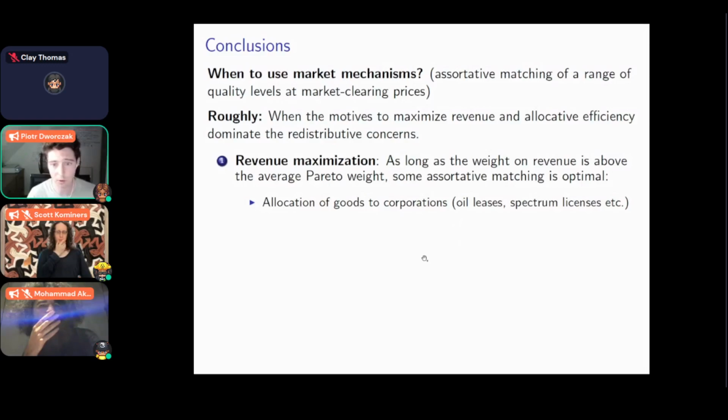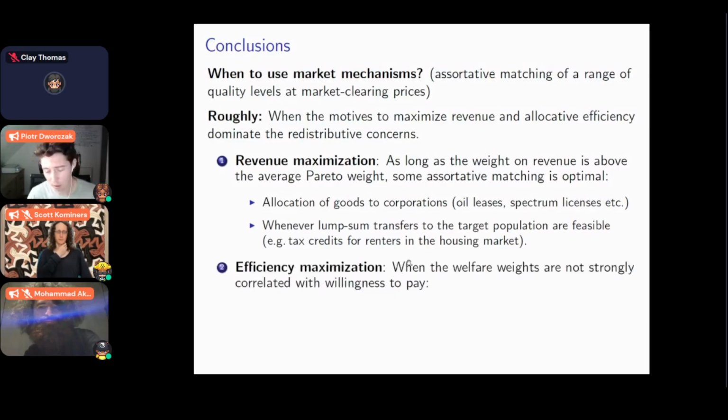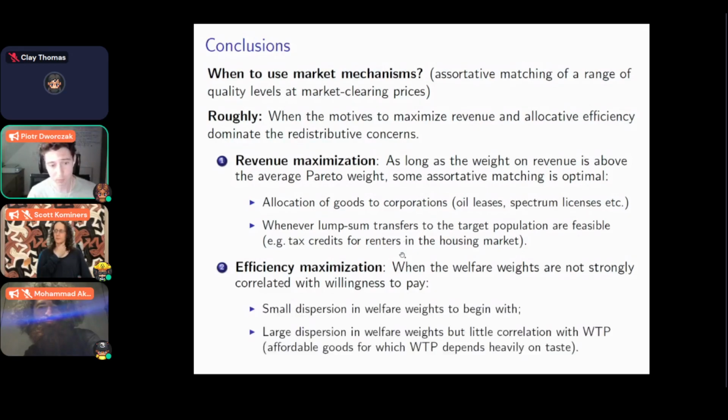If you want to maximize revenue, for example, because you're allocating to corporations and you have a much higher value for revenue by using it for some sort of outside cost, then of course this is going to be a force towards using some sort of auction. And of course, the typical efficiency maximization motive is still here. If the welfare weights are not very dispersed, or if you cannot identify the dispersion because willingness to pay is not very informative about the welfare weights, that's when you're also going to use a market mechanism.